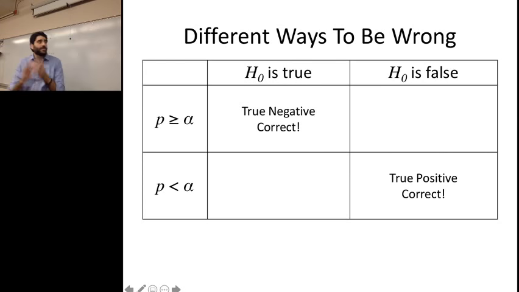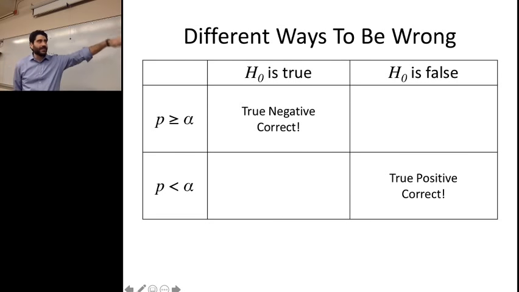The columns of this grid are the actual state of the world, which is that the null hypothesis is true or the null hypothesis is false. We never actually know which column we're in here. That's part of the point of doing the statistics, we're trying to get some evidence of which column we're in. Isn't this type 1? We'll get to that in a second. That's right.